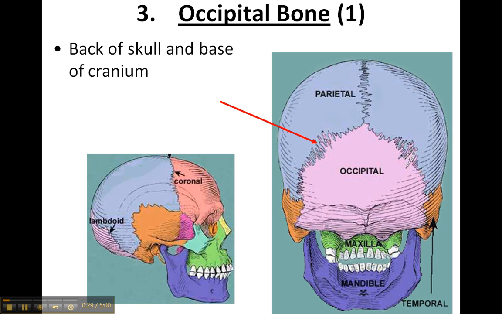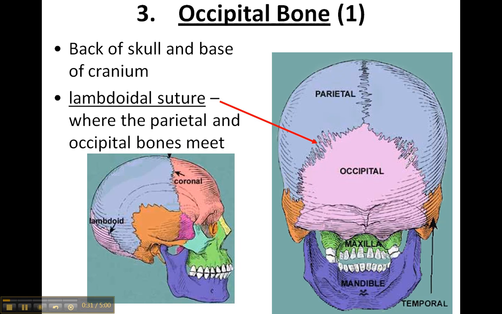And there's another suture, one that was pretty difficult for people to pronounce in class, lambdoidal. Okay, so there is a B and a D, lambdoidal. And that's where the parietal and occipital bones meet. And you can see that in this image.